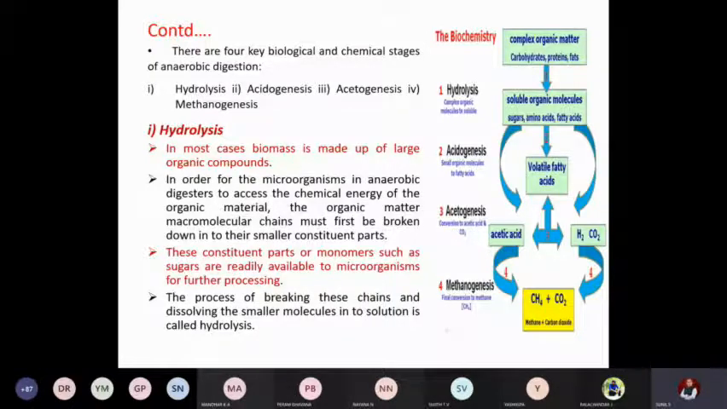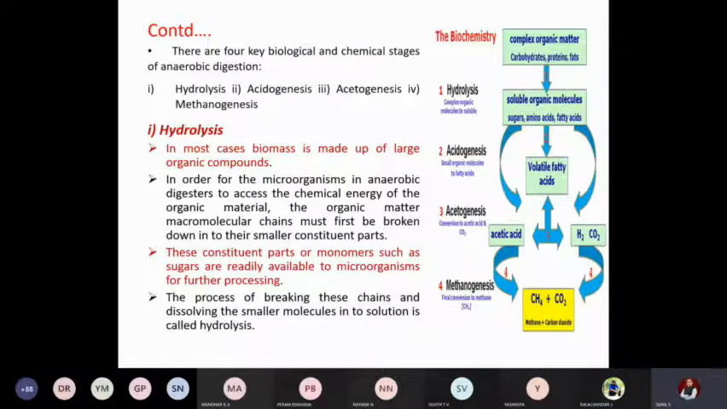Okay, so we call it polymers and monomers. Poly means many chains will be there. It will be a complicated molecule which microorganisms first split into small chain components, so that it will be readily accessible. This process of breaking the chain and dissolving the smaller molecules into solution is called hydrolysis. In simple terms, hydrolysis is a reaction wherein the large organic compounds are broken into monomers or small organic compounds, and they are dissolved to form a solution, so that this solution is readily accessible for the microorganisms for the process of fermentation.